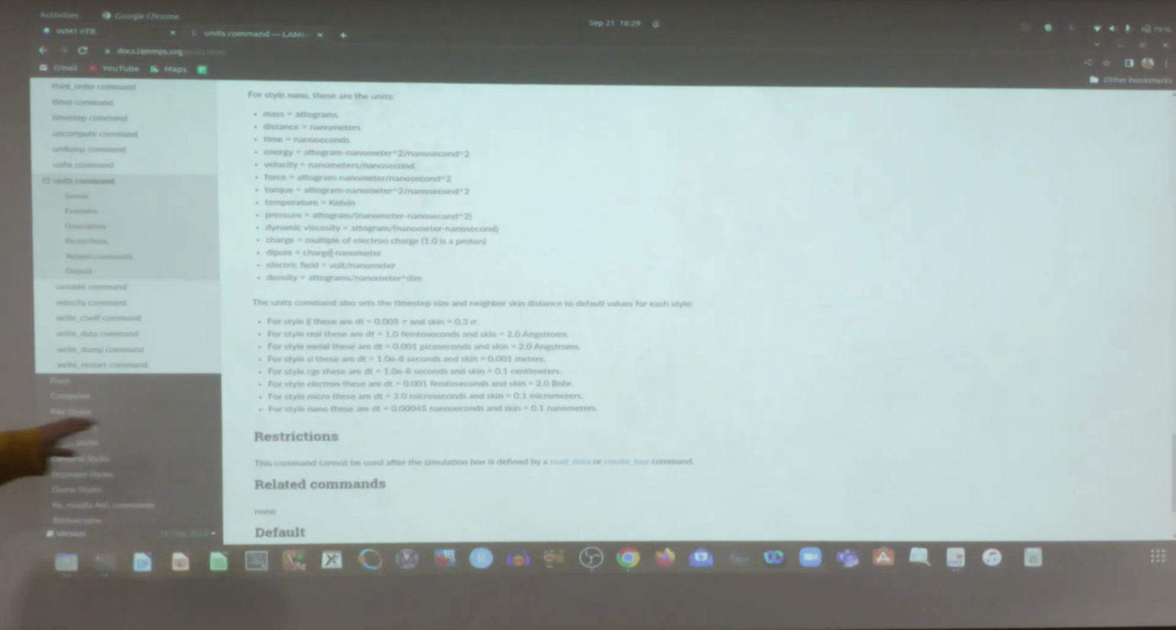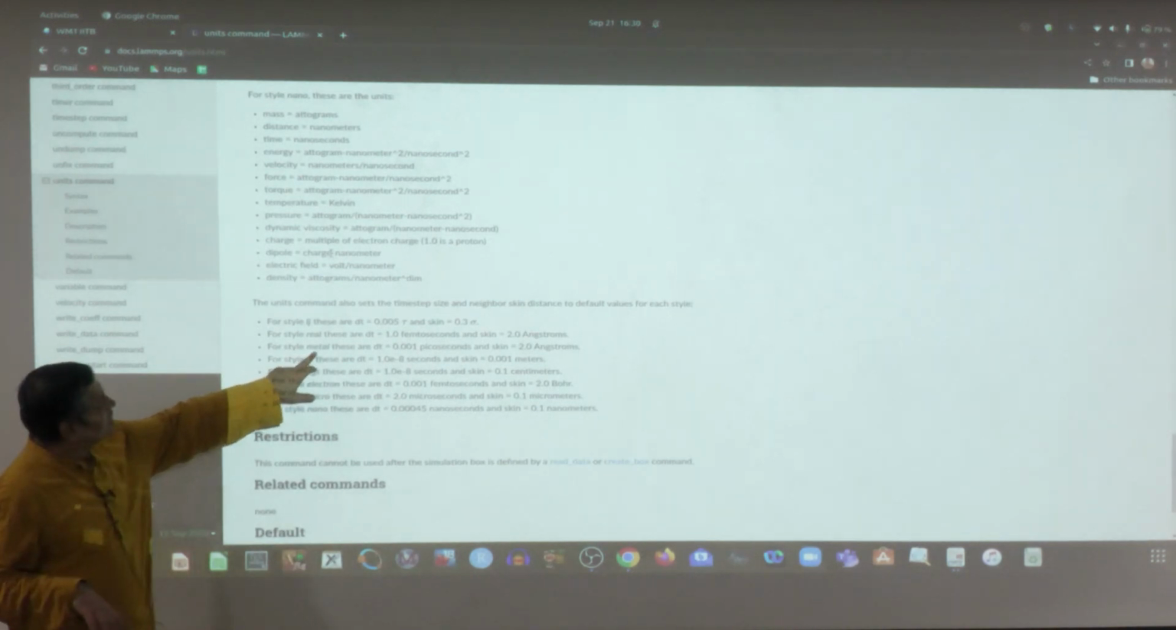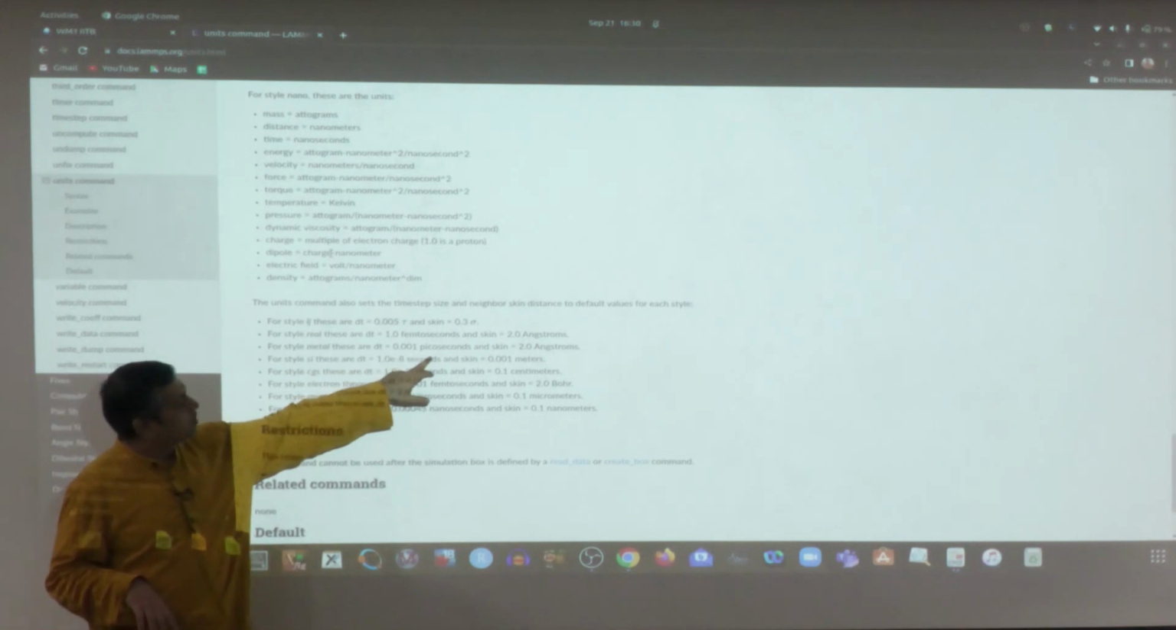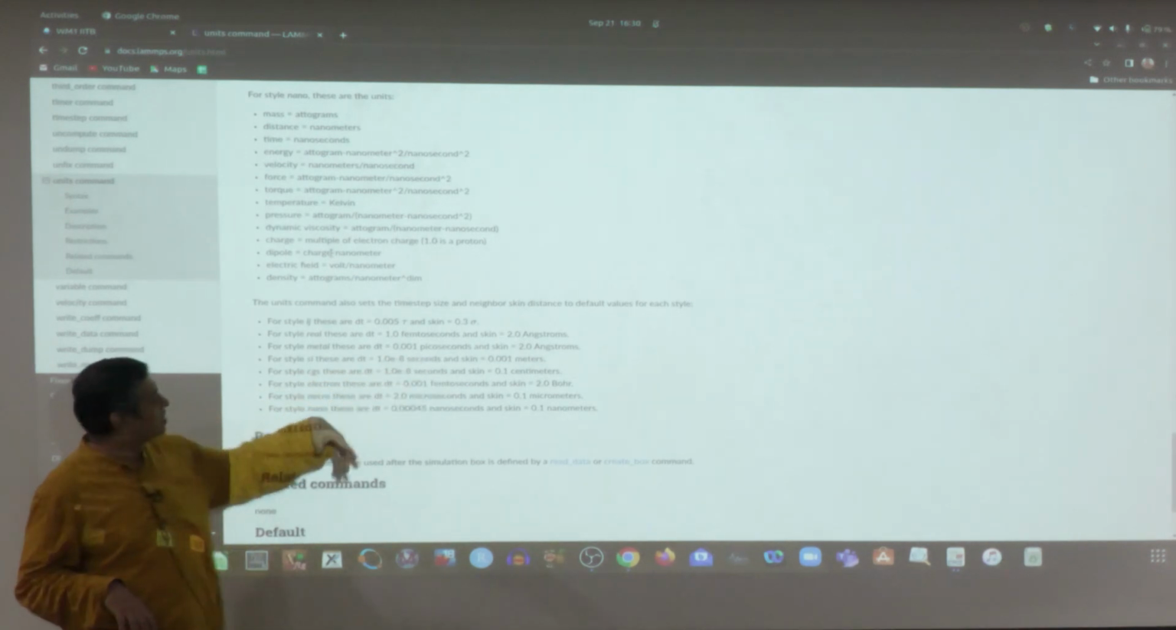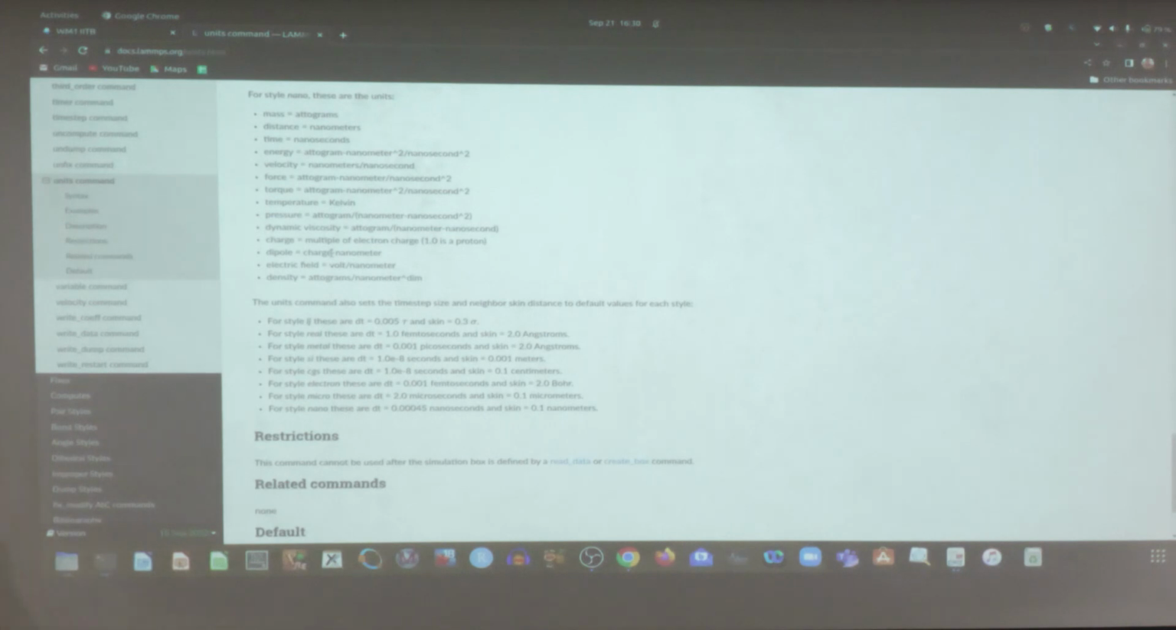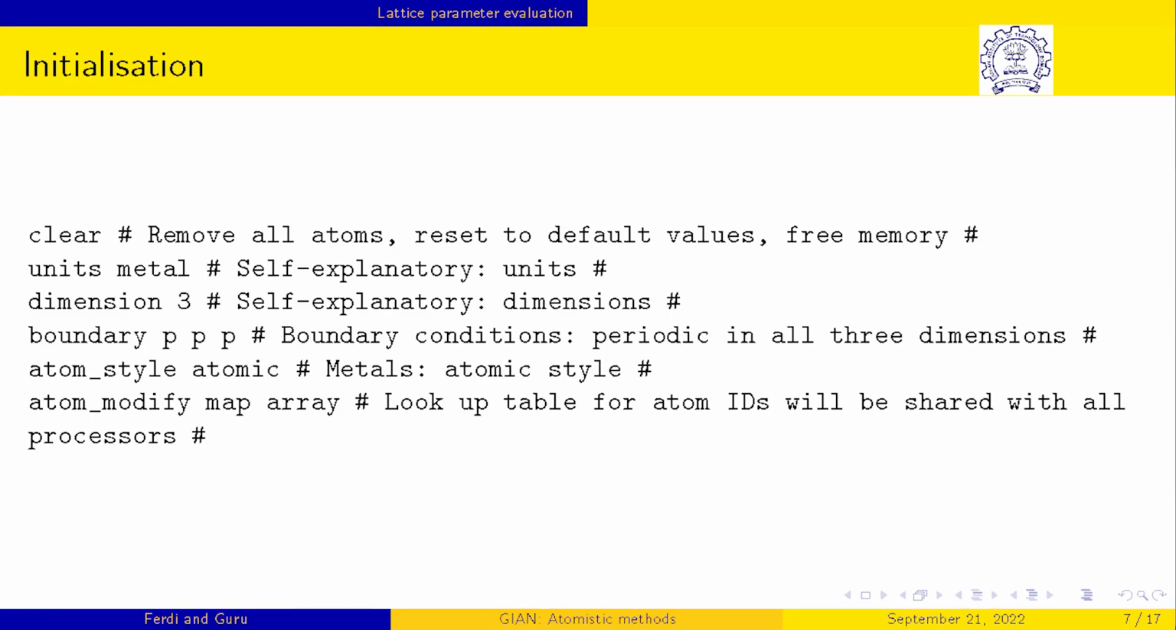So they also give this very usefully, right? For style metal, dt is 0.001 picoseconds and skin is 2 angstroms and so on. So please do use this page as often as you can. So that is what units metal means, right?